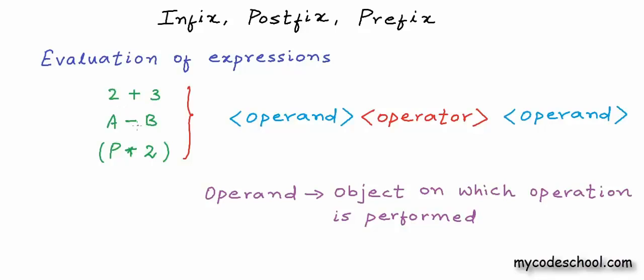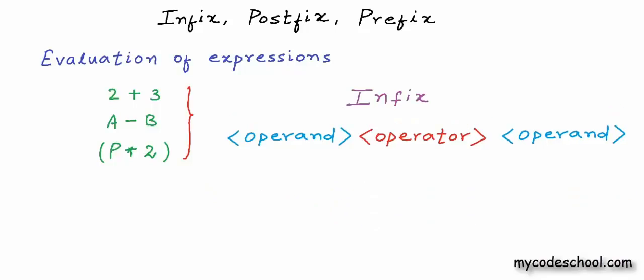In the next expression a and b are operands and minus is operator. In the third expression this asterisk is for multiplication operation, so this is the operator. The first operand p is a variable and the second operand 2 is a constant. This is the most common way of writing an expression, but this is not the only way. This way of writing an expression in which we write an operator in between operands is called infix notation.